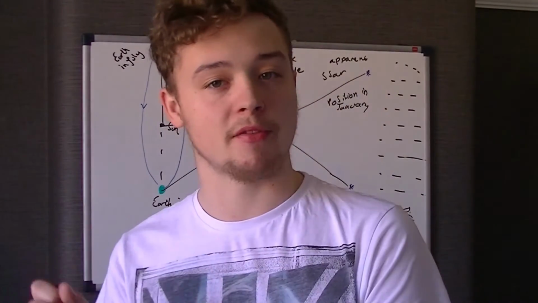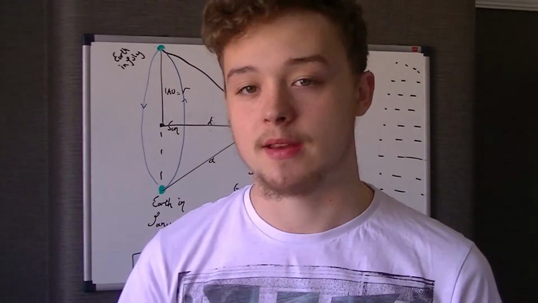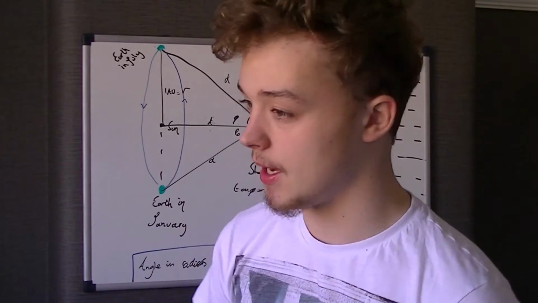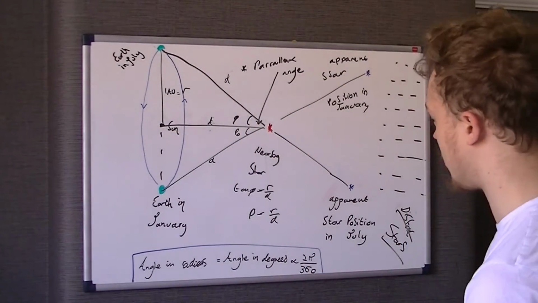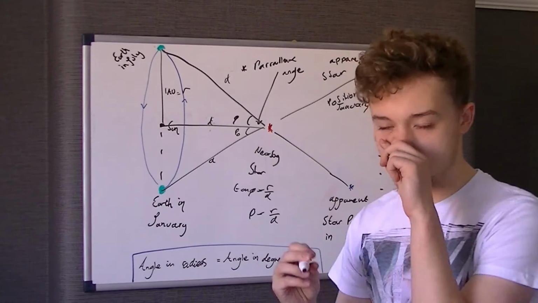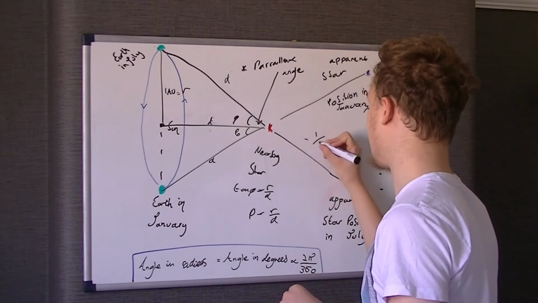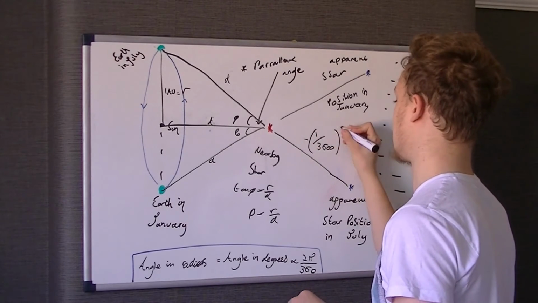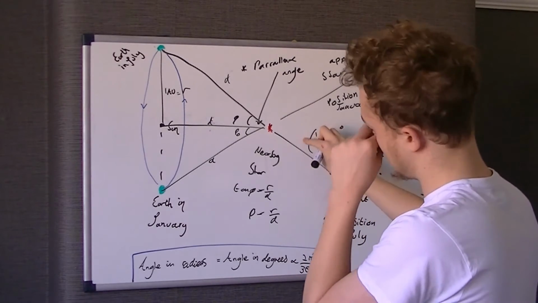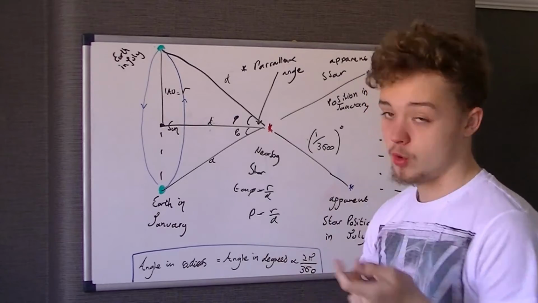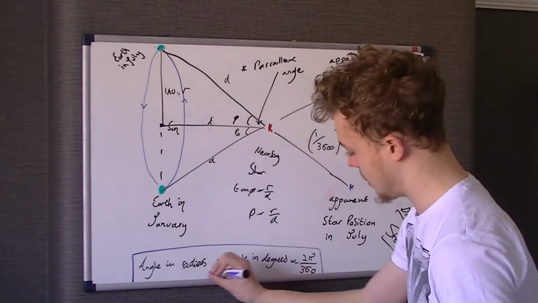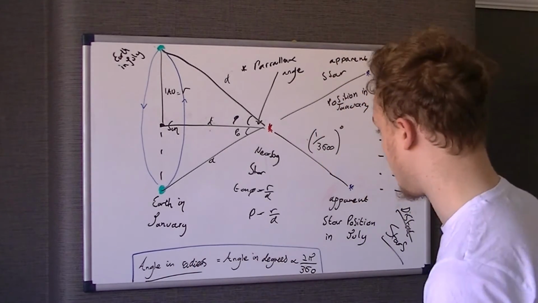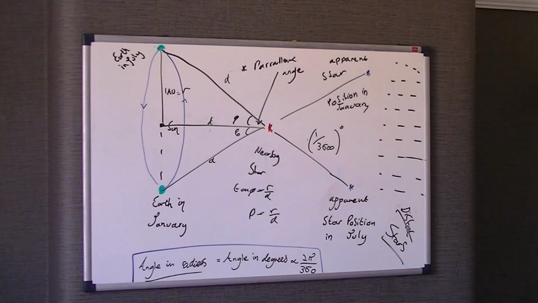Now, don't be put off by the fact I've just said a second there. You think time is just a distance, but it's the angle it's gone through, that's 1 arc second. And 1 arc second is approximately 1 over 3,600 of a degree. Yeah, degrees, whatever. And that is what it is equal to. But obviously we want it in radians. Oh, sorry, no, we don't.